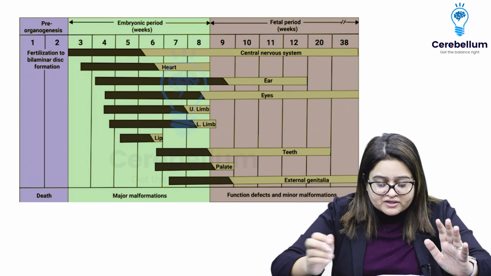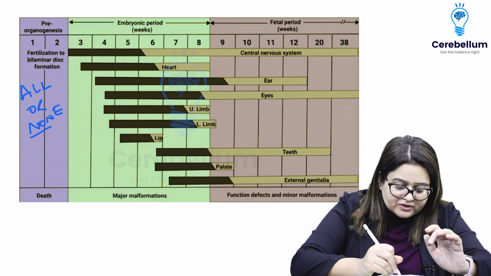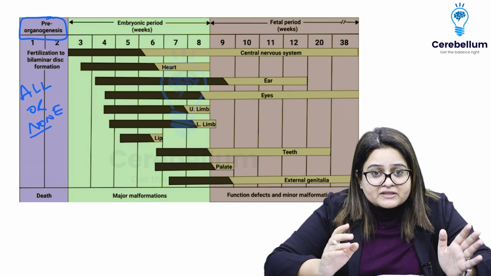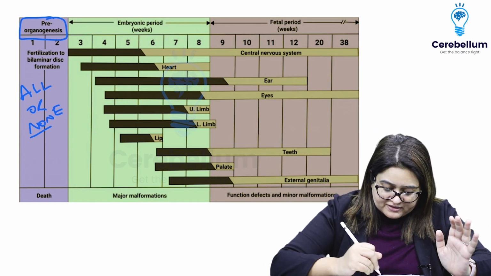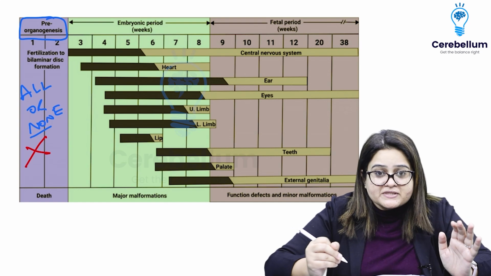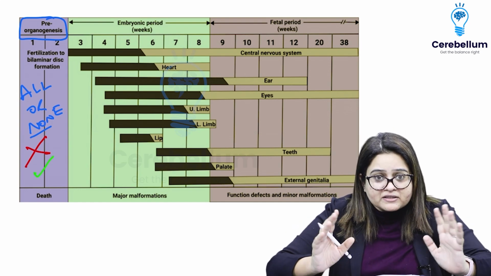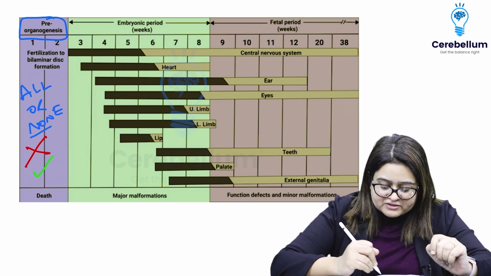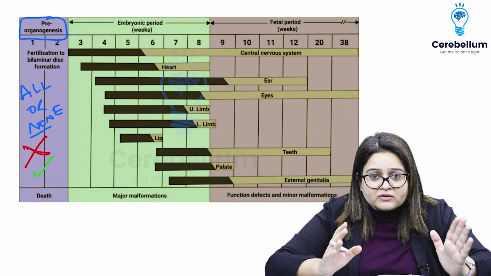If you look at this chart here, here is where the all or none is happening. This is pre-organogenesis, from fertilization to implantation. If the insult happens here, either the fetus will completely survive and nothing will happen to it, or the fetus will completely die. So this is the all or none period.